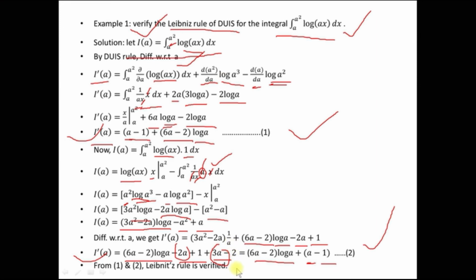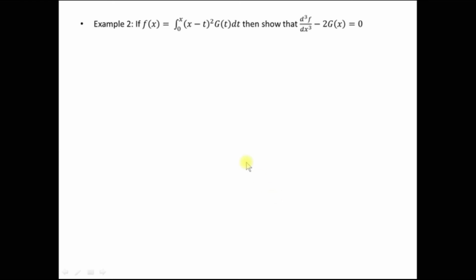Okay, so we will move ahead to example number 2. Example number 2 is: if f of x is equal to this integral, then show that d cube f divided by dx cube minus 2 g of x is equal to 0. We have to prove this by using differentiation under the integral sign. So let's consider the given f of x is equal to the integral from 0 to x of (x minus t) whole square g of t dt.